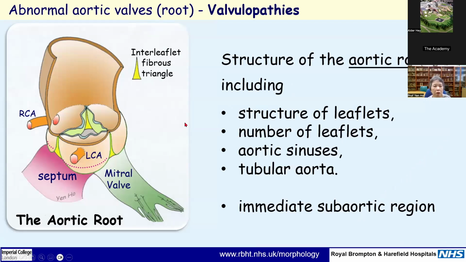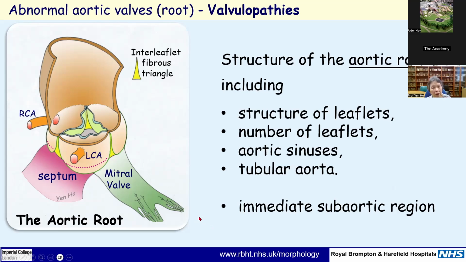So the structure of the aortic valve should include the aortic root, so include structure of the leaflets, how well formed they are, the number of leaflets, the aortic sinuses, how are they, the tubular portion of the aorta, and of course the surrounding structures, the immediate subaortic region.